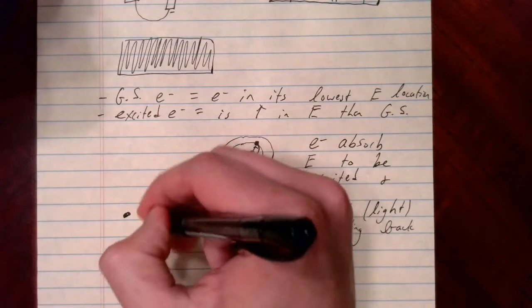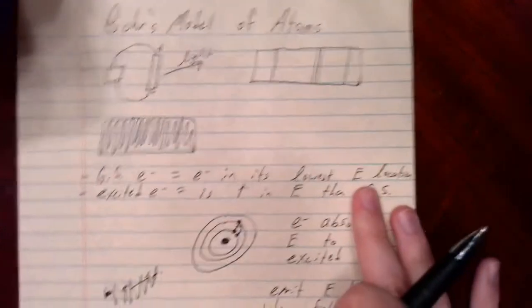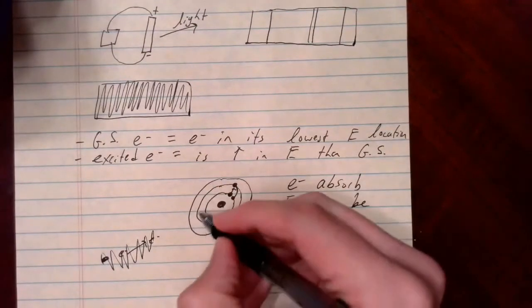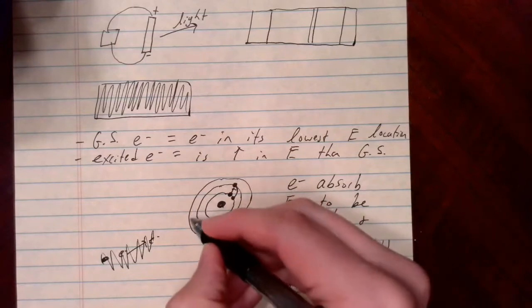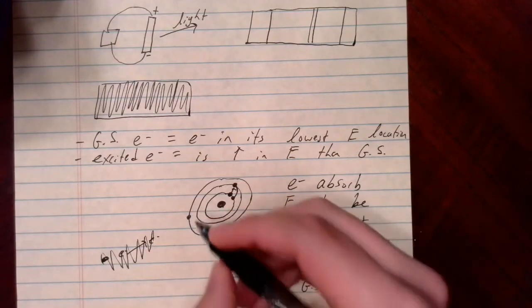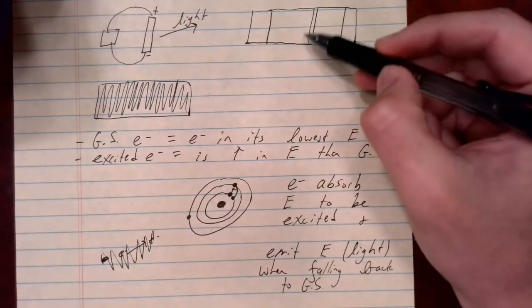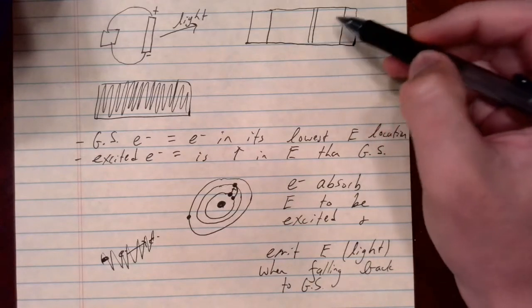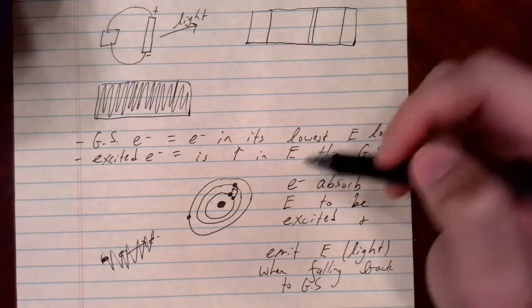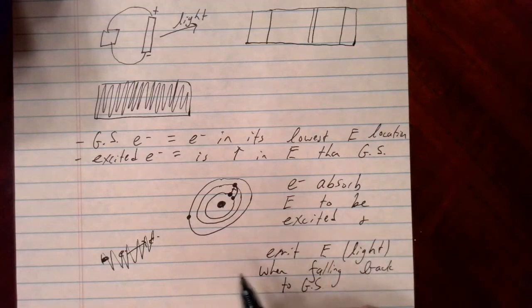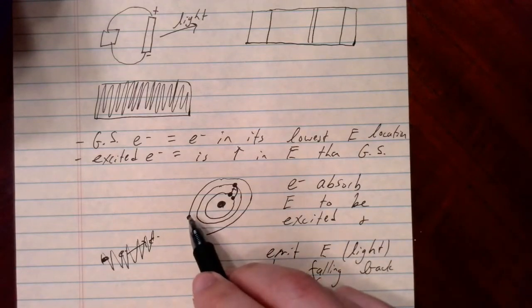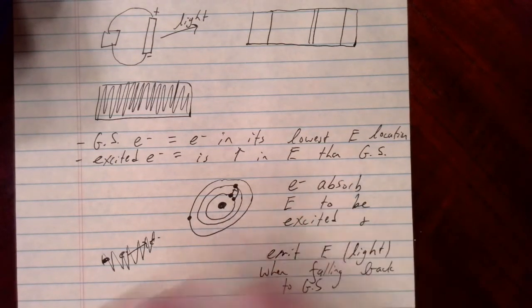Okay? But we didn't see that. We have the line spectrum. Okay? So Bohr said, well, if we have the line spectrum, there has to be defined areas that electrons can be, and we can correspond each of these lines on the line spectrum to a specific transition. We call it a transition when an electron moves from a higher energy level to a lower energy level, or lower to higher.